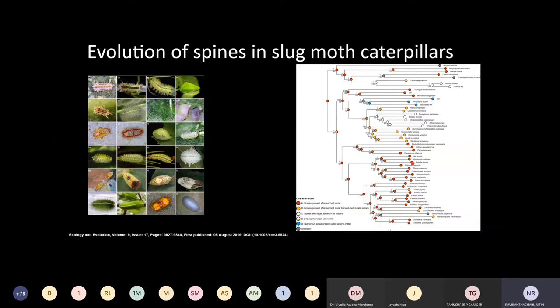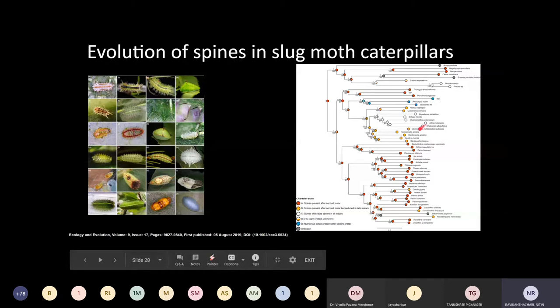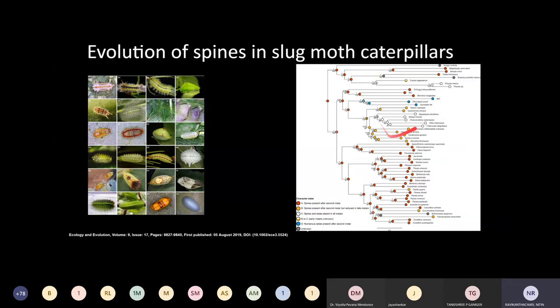Character is where you either have a spine or you do not have a spine. For example, here is the character state. So red is where you have spines present, and orange is where you have spines present initially and then you lose it. And white is where you have no spines at all. And then you have other states which are not important. So what they found out was that the spines evolved very early on in these moths. That means the ancestor of all of these slug moths had spines. And that kind of tells us that these guys have had predatory pressures from way back in time. And that's why they had to evolve it.